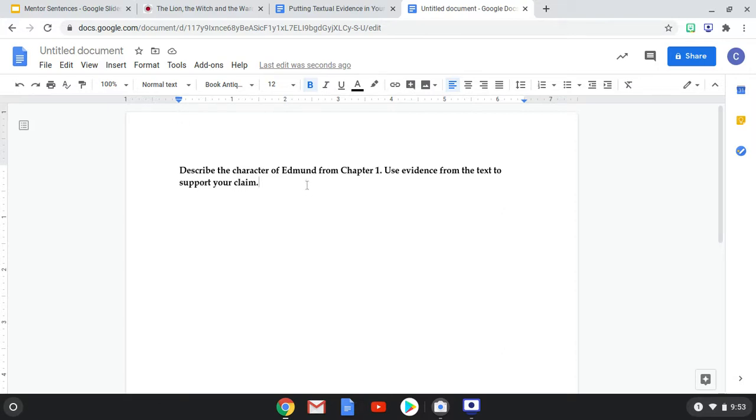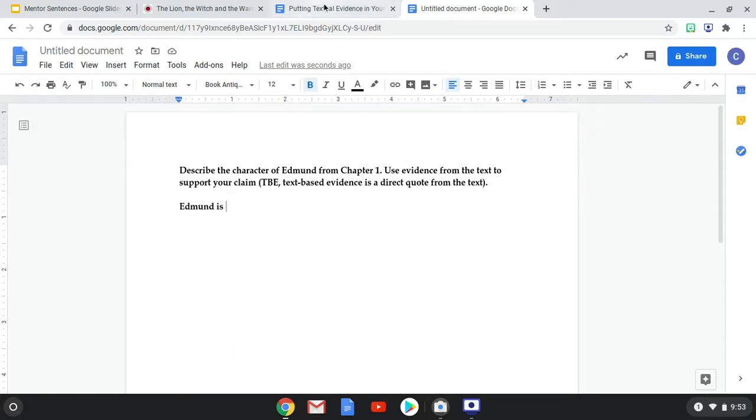And you'll see the second sentence quite a lot in 5th grade. So what that means is what we call in 5th grade TBE. That means text-based evidence. And that is a direct quote from the text. So we're going to make a claim, and we're going to say Edmund is, or you could say Edmund could be described as, Edmund's character shows that he is, and so you're making a claim.